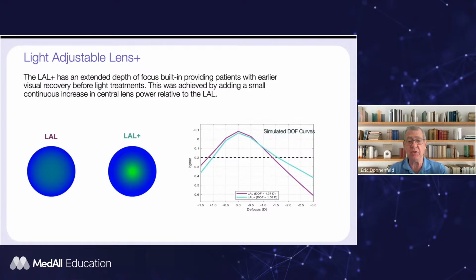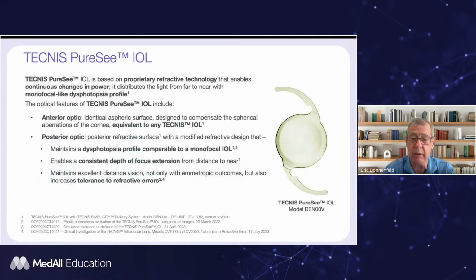The Light Adjustable Lens is a lens that I spoke to previously. A year ago, they came out with the Light Adjustable Lens Plus, which is an EDOF lens. It gives additional mid-range vision, and it works very nicely to achieve quality vision and good mid-range vision. So many of these patients can be very spectacle independent, especially if you do a little bit of mini monovision, because the dominant eye, where I usually use the LAL conventional lens, will give great distance vision, and the LAL Plus can be used to achieve extra reading vision as well.